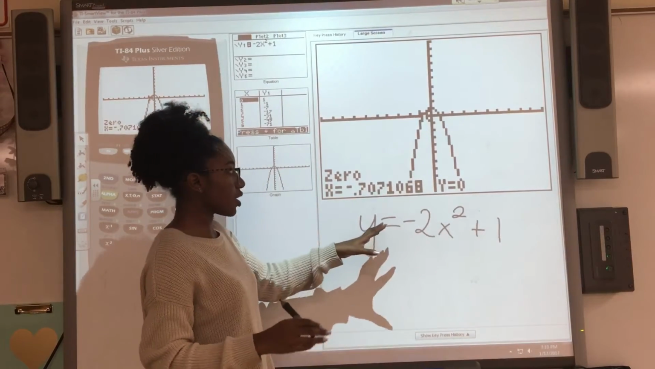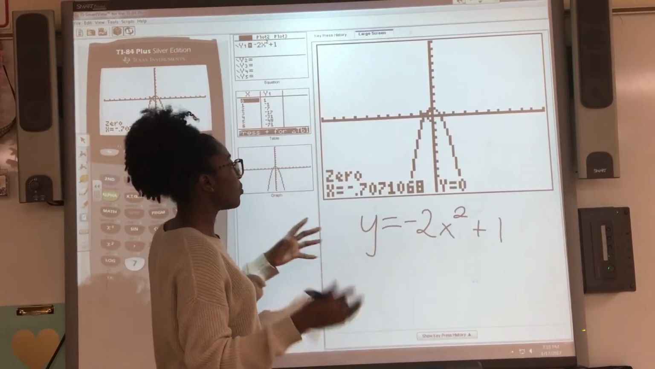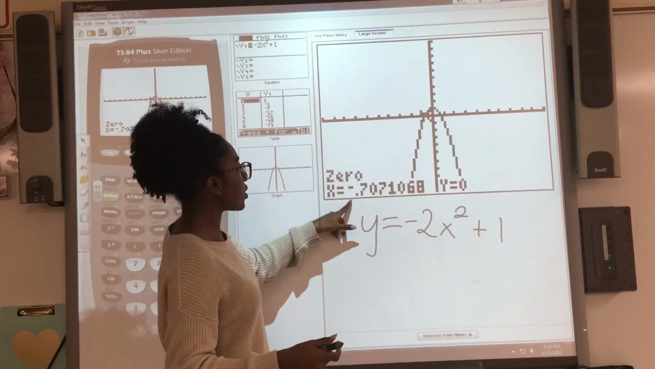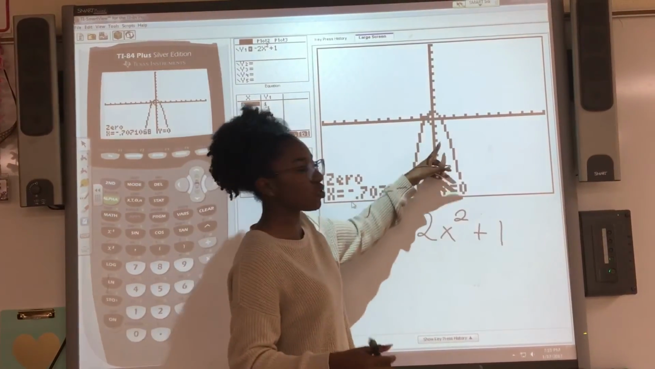For quadratics, we know that you are given 2 solutions most of the time. So this is your one solution, and then to find the other solution, you do the same thing but on the other side.